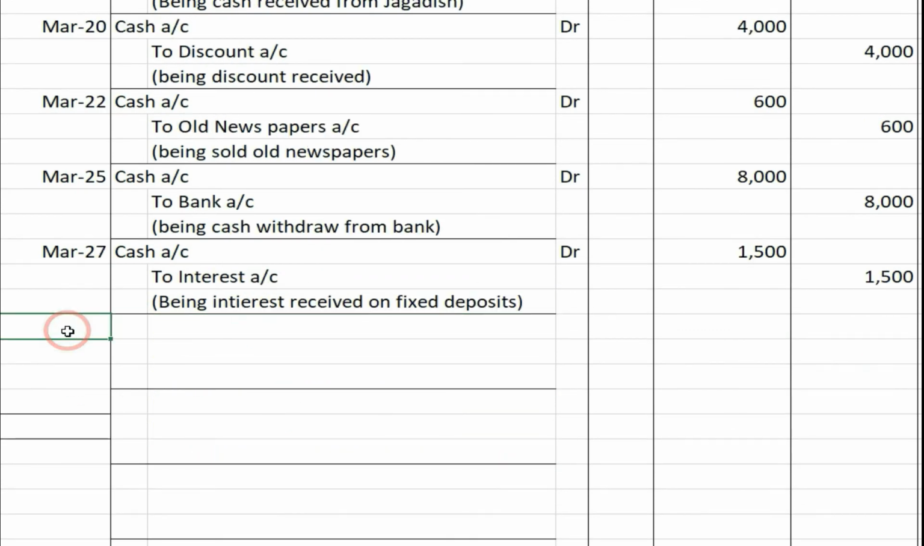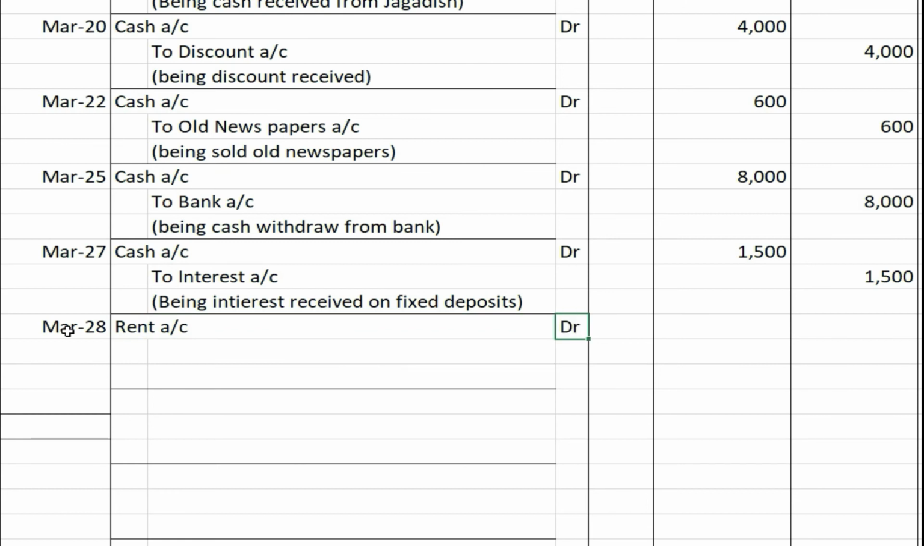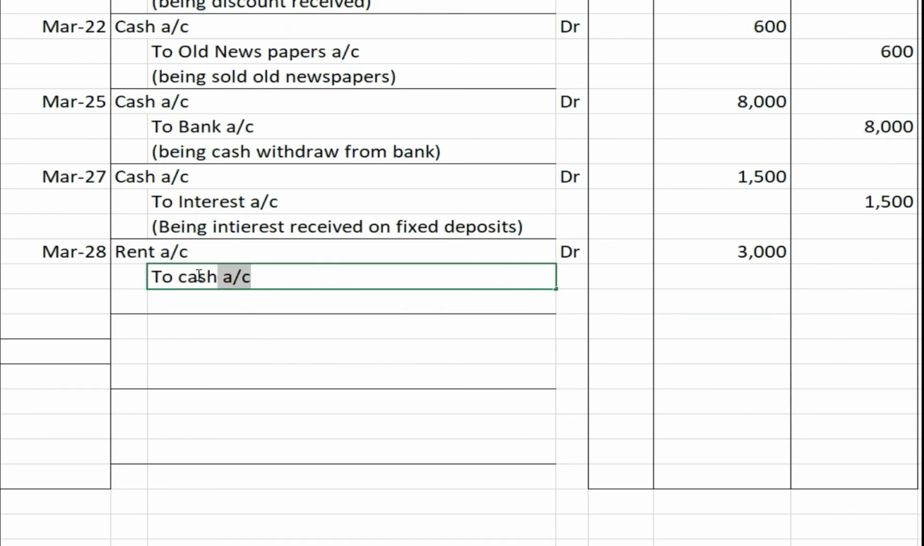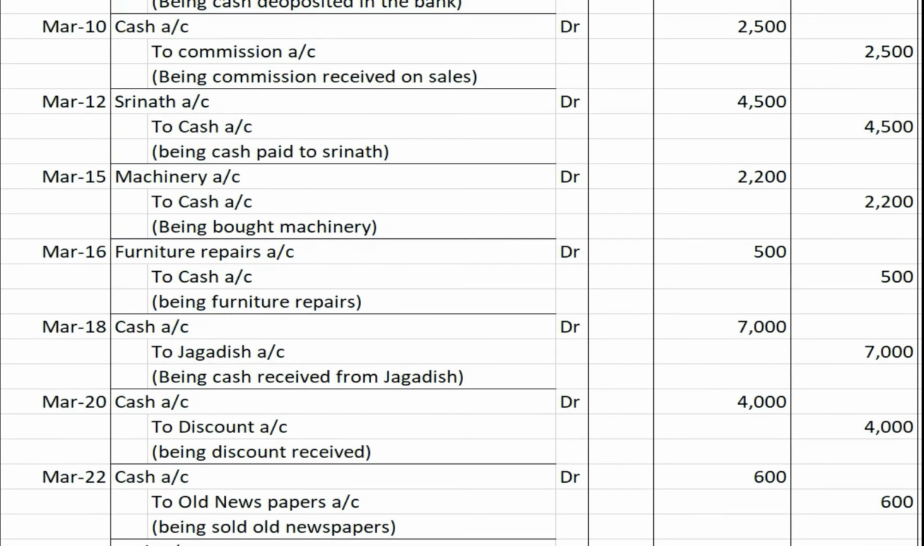Next, March 28th, rent paid 3000. When we are paying rent, it is an expenditure, debit. We are paying rent in the form of cash. Cash account is credit. So rent account debit to cash account. To cash account directly in the credit column 3000. Narration being rent paid. Bracket close. Underline.